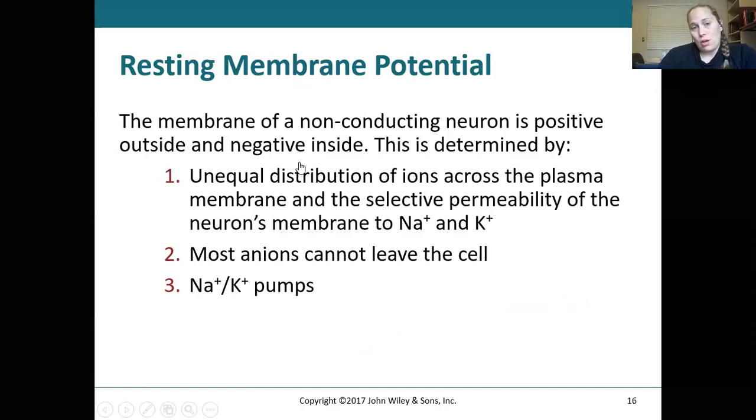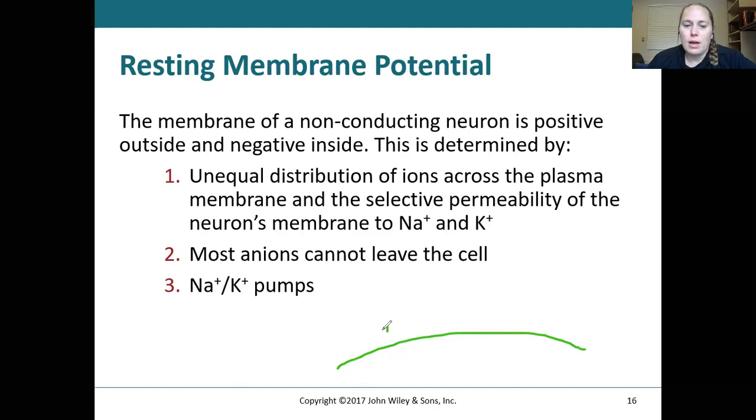Okay, so RMP as defined by the text is the membrane of a non-conducting neuron is positive outside and negative inside. So kind of what I was just saying about the relative measurement inside and outside. This is determined by unequal distribution of ions across the plasma membrane. So we've talked about this pretty extensively, right?